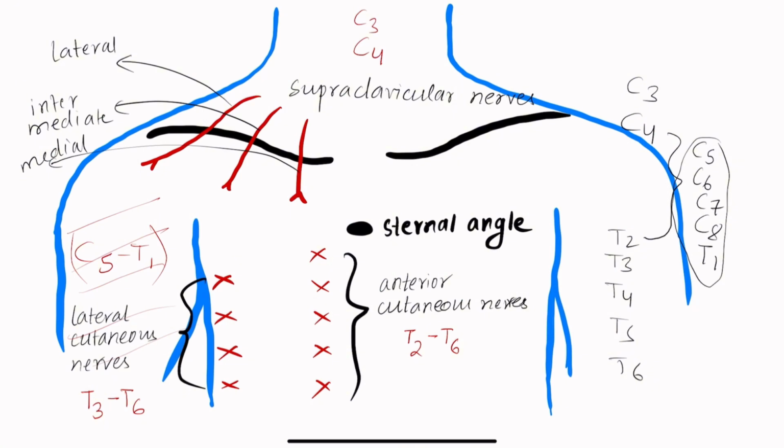But what about the spinal nerves between C4 and T2? That is, what about C5, C6, C7, C8, and T1? Do these spinal nerves not have cutaneous branches for the pectoral region? And the answer is yes, they don't. These spinal nerves are pulled towards the upper limb. So the spinal nerves from C5 till T1 supply the upper limb and not the pectoral region.